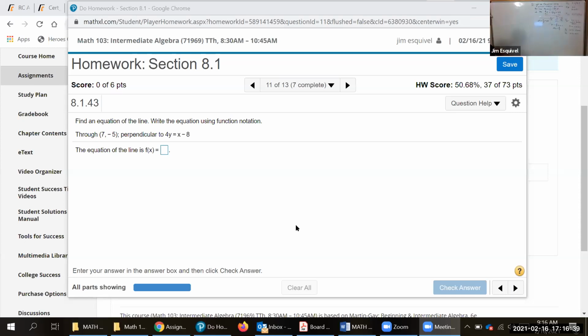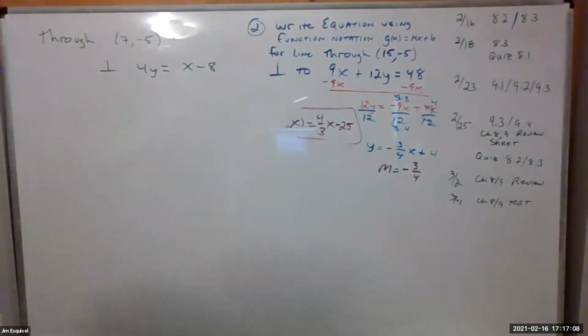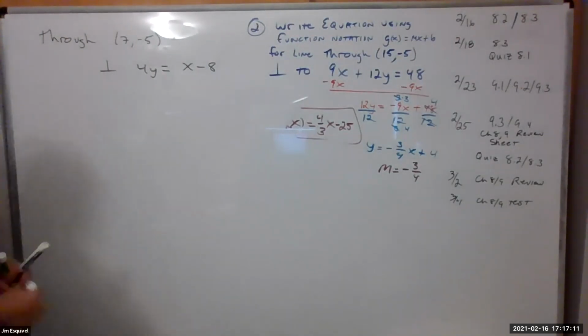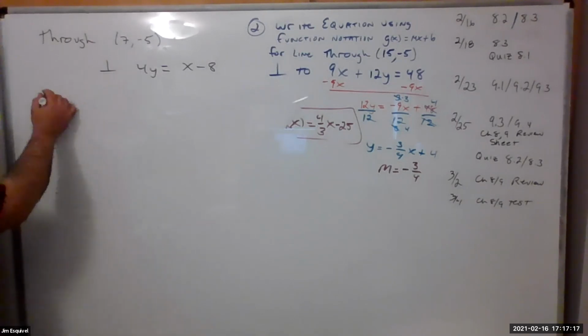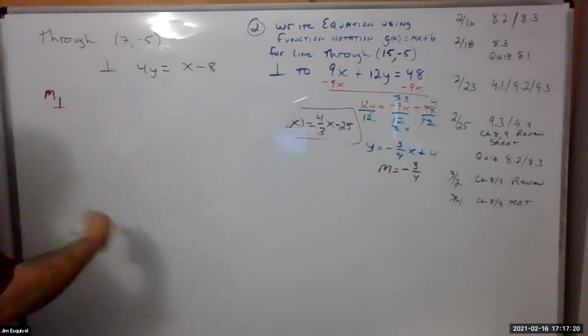So through 7, -5. And this one is perpendicular to 4y equals x minus 8. Oh, this one's not that, my bad. This one's actually not that bad. This one's not going to be fractions. Now, if it said parallel, it would have been a fraction. So perpendicular, so the slope of our perpendicular is going to be the opposite reciprocal.